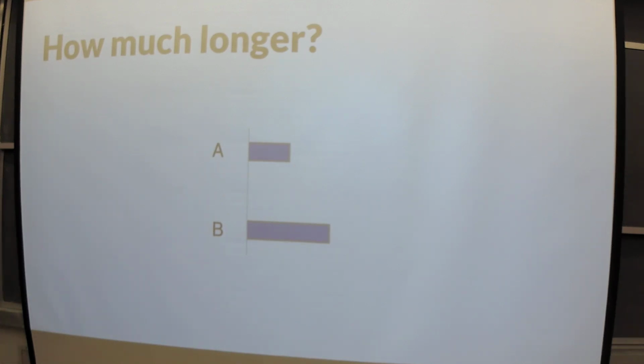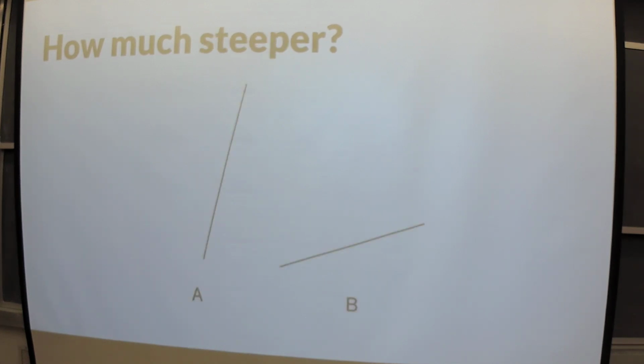Twice. You're right. How much longer is B than A? 4 times. Notice how everybody says twice and 4 times. Like everybody is in agreement here. And 4 times is actually correct. How much steeper is A than B? 3. Twice? 3? About 4 times.